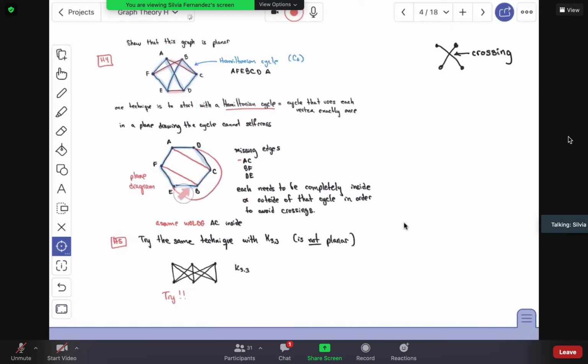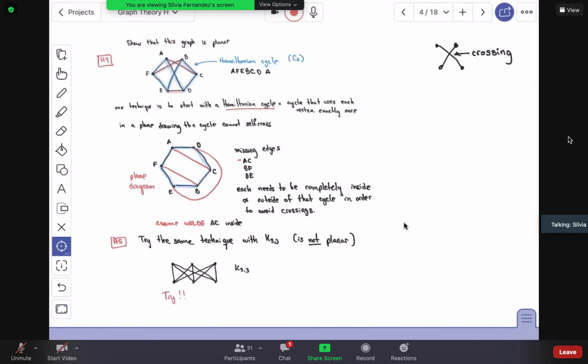This is a plane diagram. This is a planar graph because it admits a plane diagram. So the smallest example of something that's not planar has 6 vertices. So anything with less than 6 vertices is planar. Any graph with less than 6 vertices is planar. This is the first one that isn't.